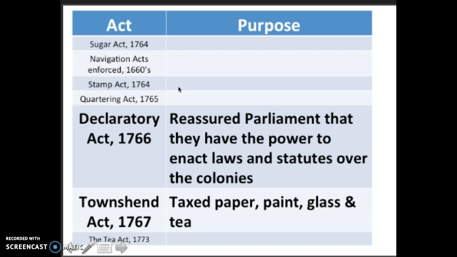So they passed the Declaratory Act in 1766, which reassured Parliament, the people in England that have the power to make laws, that they have the power to enact laws and statutes over the colonies. Then the Townshend Act is passed in 1767, which taxed paper, paint, glass, and tea on the colonies.